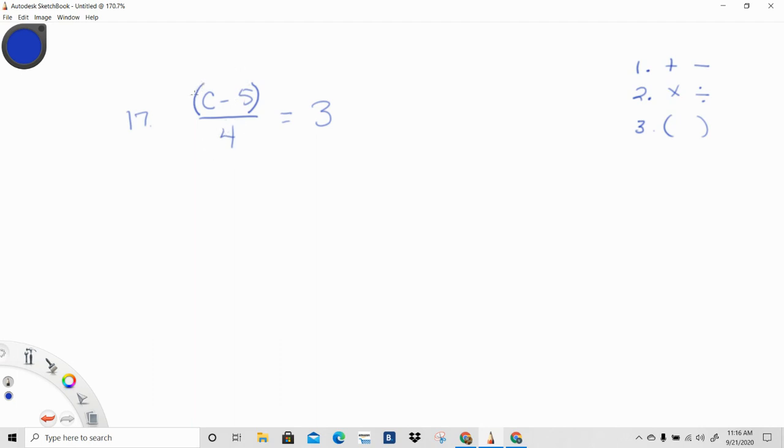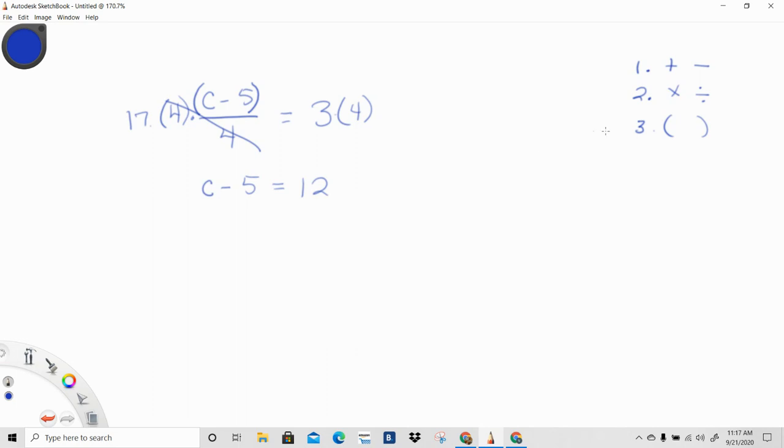So our variable phrase up here is being divided by 4. In order to get rid of that, we are going to have to do the opposite operation of division, which is multiply both sides by 4. Now, these two 4's cancel out because 4 over 4 is 1, and it doesn't change the value when you multiply anything by 1. Now that this division is gone, we can take the parentheses away and just have c minus 5 equals 3 times 4, which is 12.